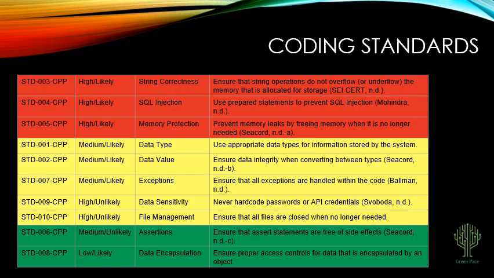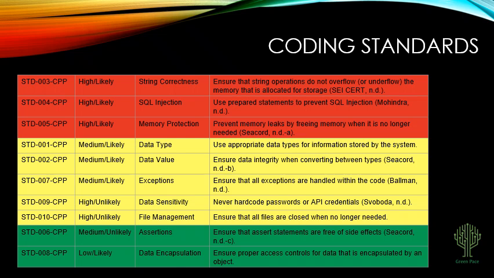The items listed on this slide are the 10 standards that will serve as a starting point for our coding policy. We can add more in the future as our system evolves. The standards have been color-coded using the same colors as the threat matrix. They have been categorized based on the potential impact and the likelihood of occurrence. The issues with the highest impact that are most likely to occur are listed in red.